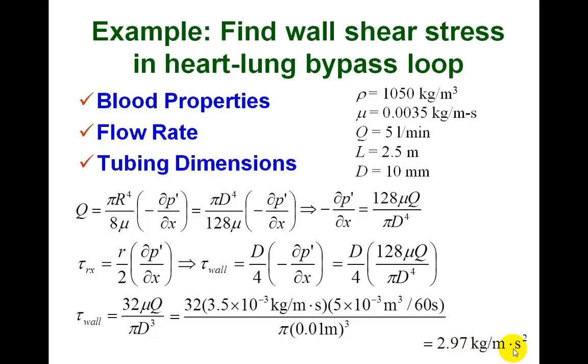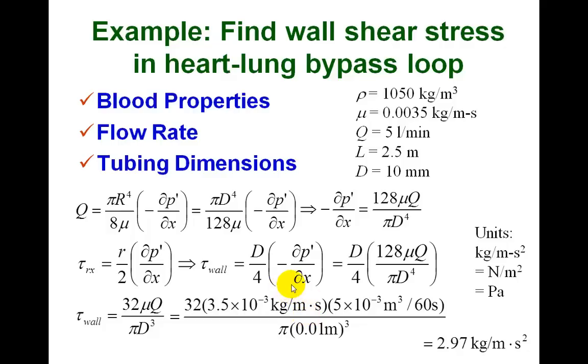Let's check those units. So a kilogram per meter per second squared is a Newton, kilogram meters per second squared, divided by meters squared. So that's pascals. So that's the right unit, or a correct unit, for the wall shear stress. And that turns out to be a reasonable shear stress. In a typical artery, the wall shear stress is around 1.5 pascals. So this is a little higher than normally would be found in the body, but it's quite reasonable and is unlikely to damage the blood as it flows through the tubing.